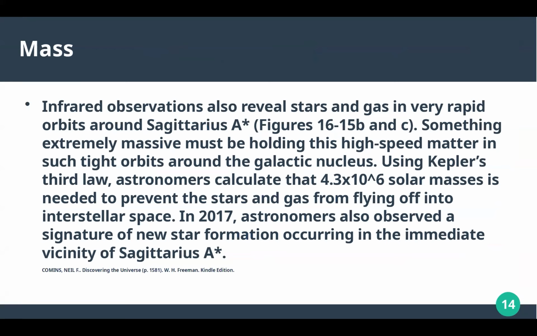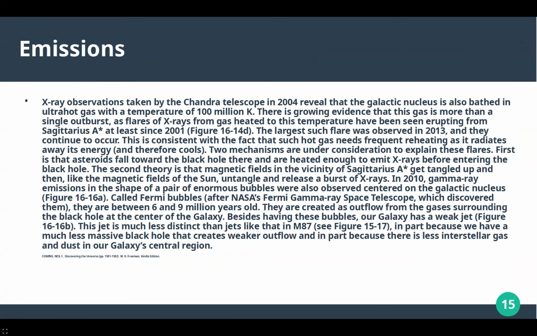In 2017, astronomers also observed a new signature of new star formation occurring in the immediate vicinity of Sagittarius A. X-ray observations taken by the Chandra telescope in 2004 revealed that the galactic nucleus is also bathed in ultra-hot gases with temperatures of 100 million Kelvin.